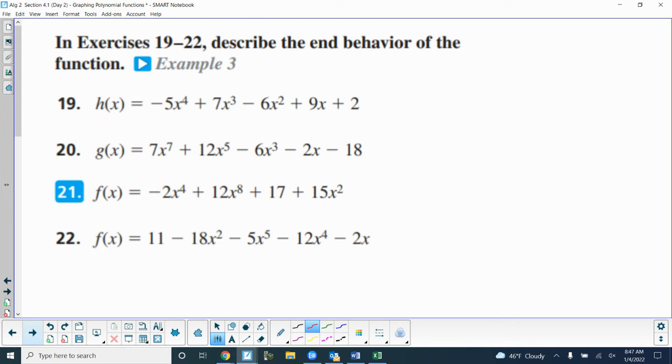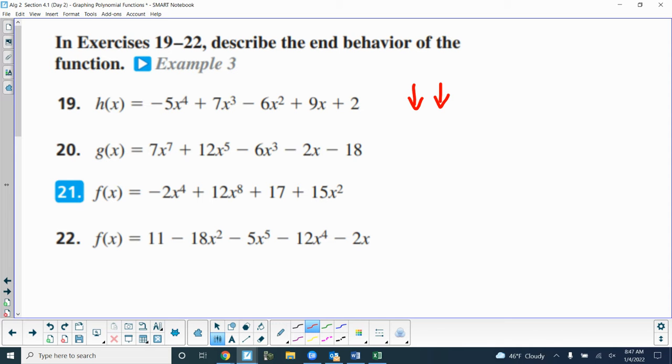And then it says describe the end behavior. Okay, so again, I just did arrows with you guys. Since it's negative, what's the far right doing? Down, right? And since it's even, what's the far left doing? Down, right?